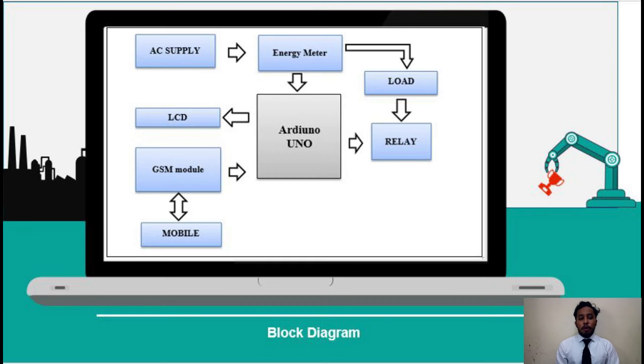Next, my block diagram. The block diagram starts from the power supply and energy meter, which supplies the Arduino Uno, and the energy meter will supply the load, and the Arduino Uno will display to the LCD. And when the mobile phone sends the SMS to the GSM module, the GSM module communicates with the Arduino, and we switch off the relay, and the load will turn on.